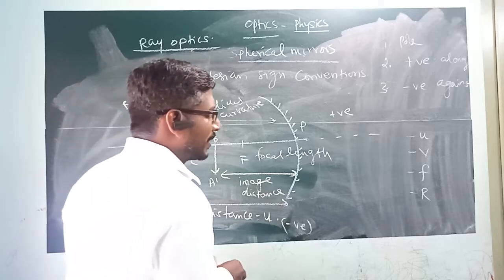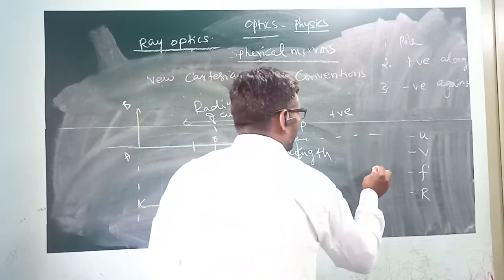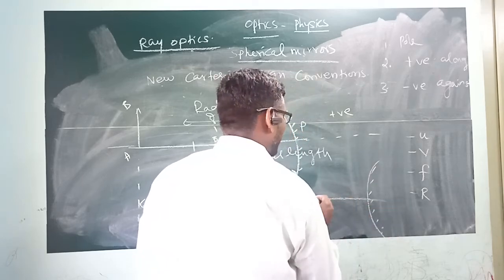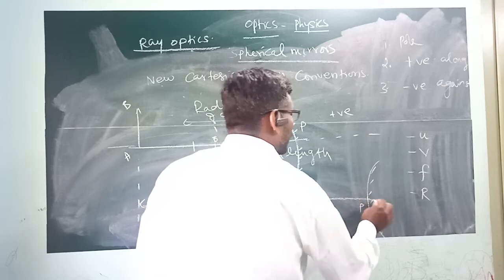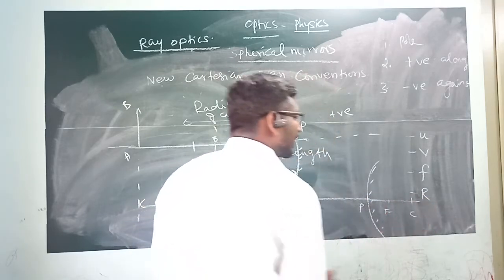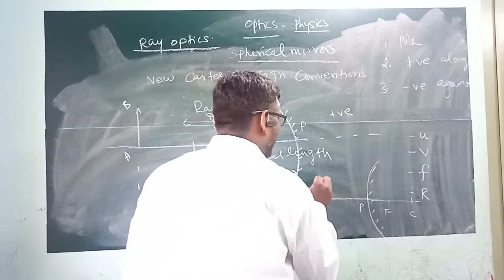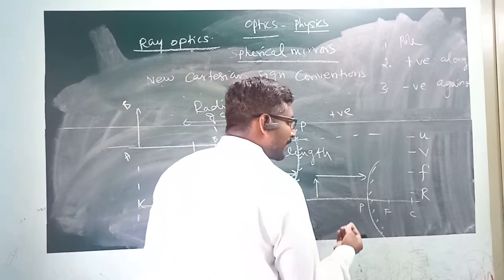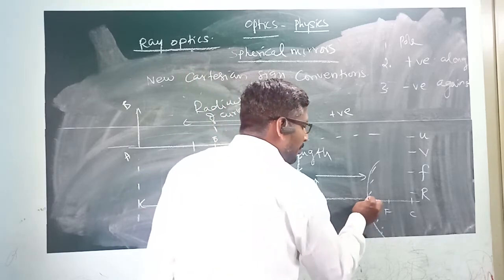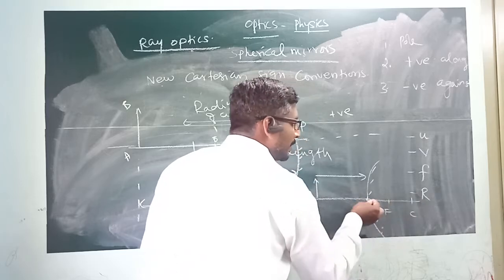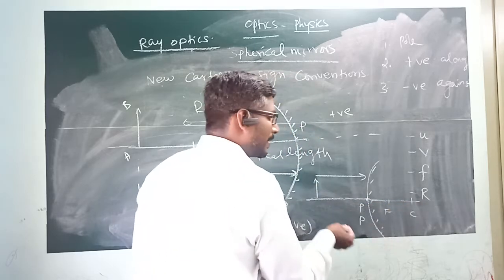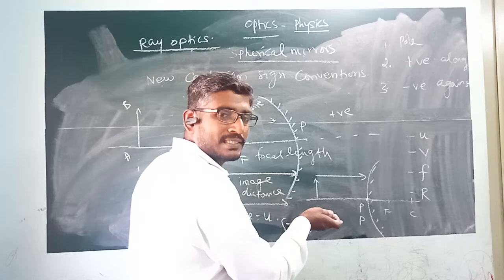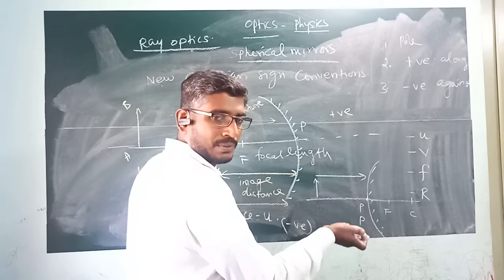So for a convex mirror, as I said earlier, an object is kept from infinity to any point between the pole. Your focus is here, the center of curvature is here. So the object is here, the light is incident on the surface. But you are going to make measurements from the pole towards the focus or center of curvature. Then you can say whether the reading you take is an object distance or an image distance.